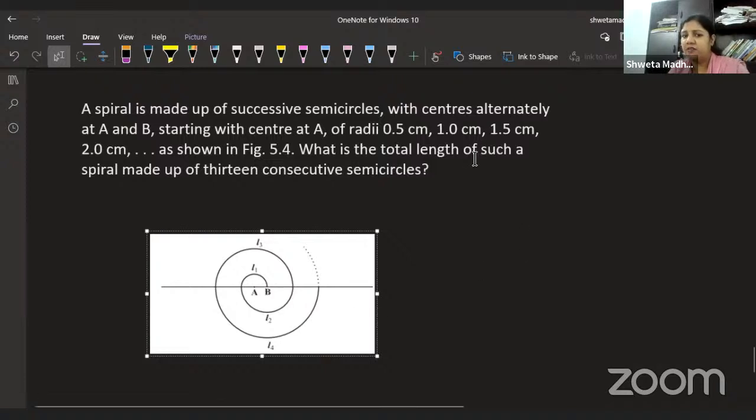The radii: the first semicircle radius is 0.5, the second semicircle radius is 1, the third is 1.5, the fourth is 2, and so on. What is the total length of such a spiral made up of 13 consecutive semicircles? So there are 13 semicircles present. In one semicircle, what is the length?